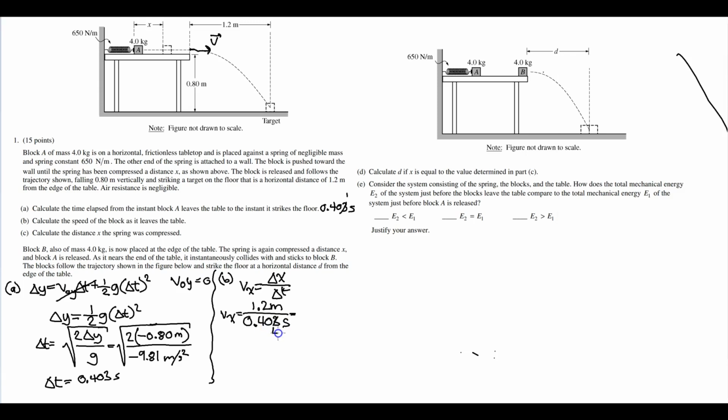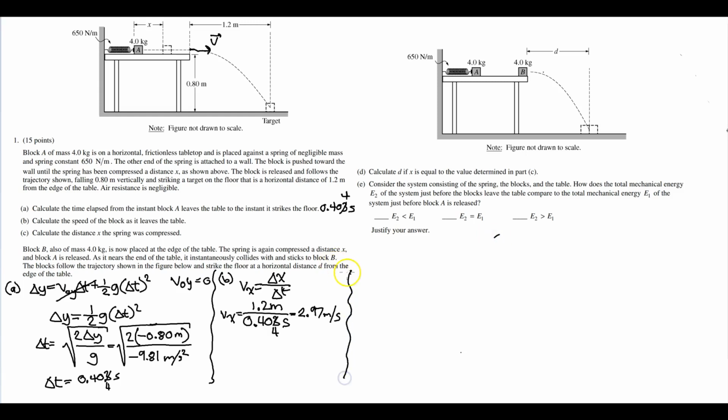So it's not even 0.403, it's 0.404. Just erase any stray markings I may have made, and make sure all my space is clean. All right, so if we divide through, we get 2.97 meters per second. 2.97 meters per second.